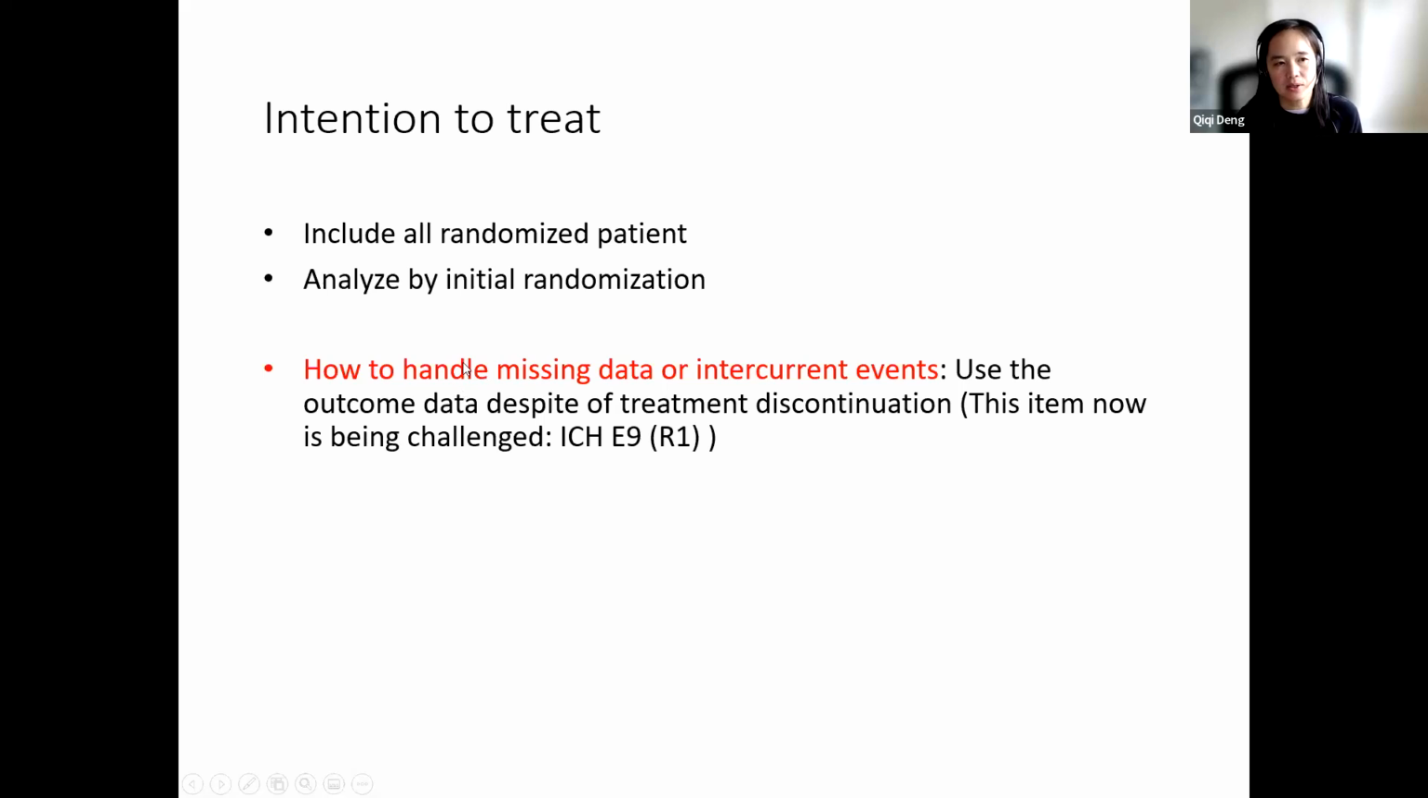But there is a much broader meaning for that intention to treat, especially when it comes to missing data or the intercurrent events handling during the clinical study. For example, if a subject discontinued the treatment 3 days or 1 month after the initiation of the treatment, then are you going to use their data or not? That's a very typical question we're going to face in a clinical development program.